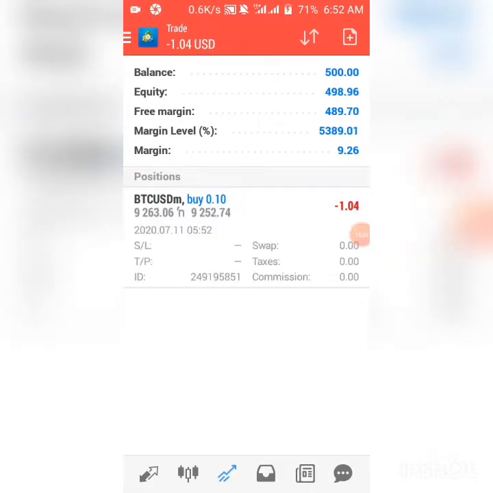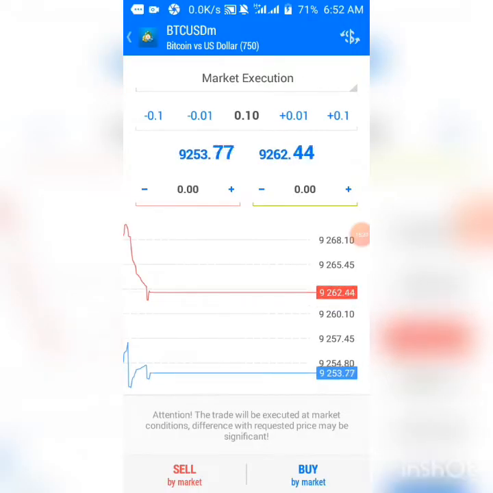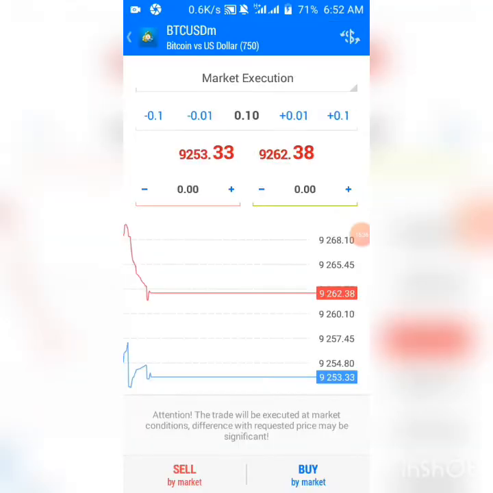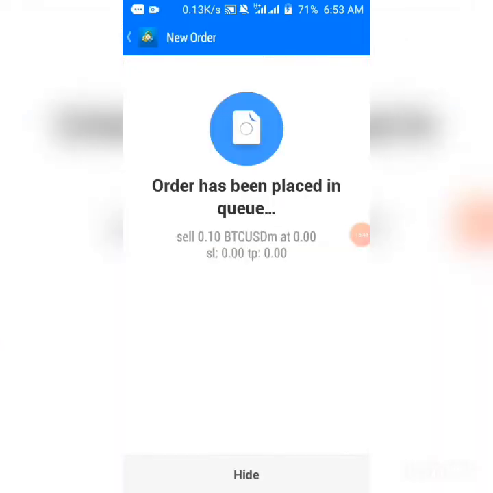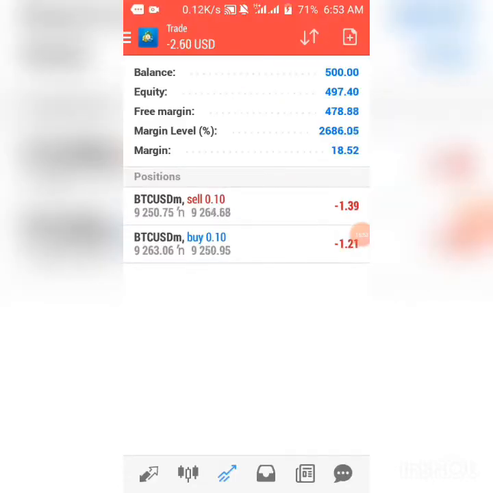If I want to sell Bitcoin, this is a demo account, I'll press the new order button again and look at the bottom left corner. You see your sell button here. Click sell to sell Bitcoin. So I just bought and I just sold Bitcoin at the same time.